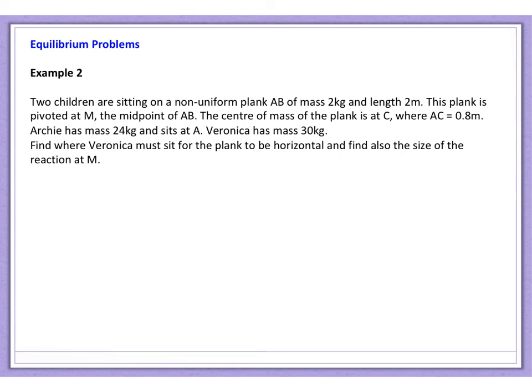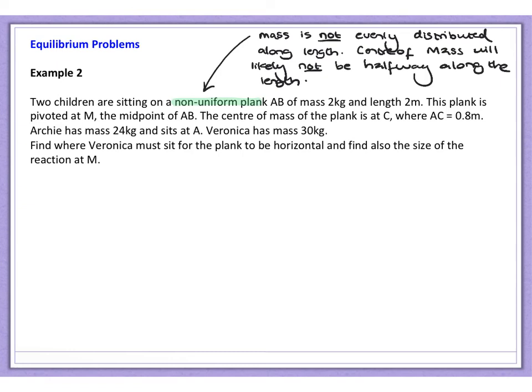We have two children sitting on a non-uniform plank. Now, this is important, another modelling term here. The fact that the plank is non-uniform means that the mass will not be evenly distributed along the length of the plank, which means that the centre of mass will not be exactly halfway along the plank. Now, the plank has mass 2 kilograms, length 2 metres. It is pivoted at the midpoint. The centre of mass, however, is at another point C.